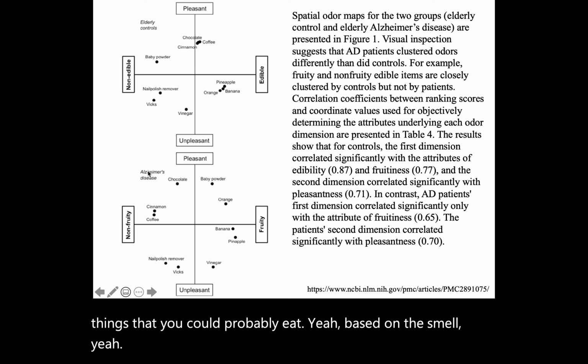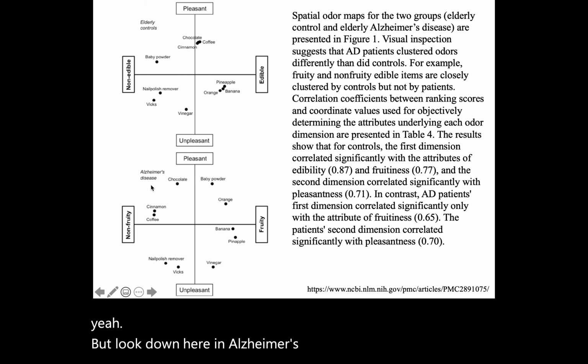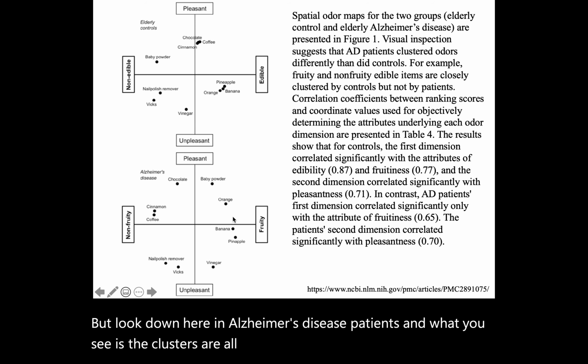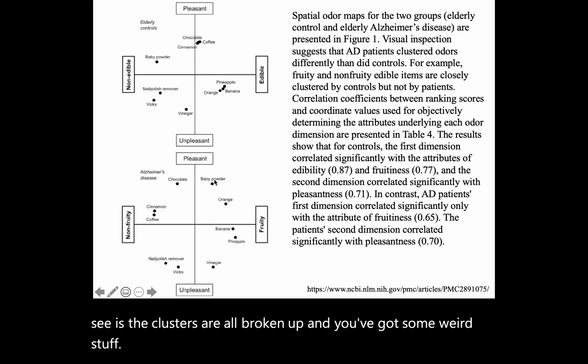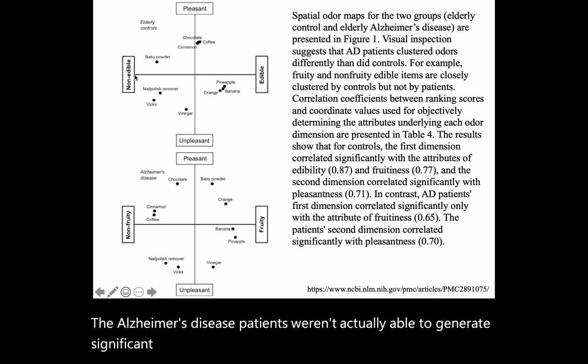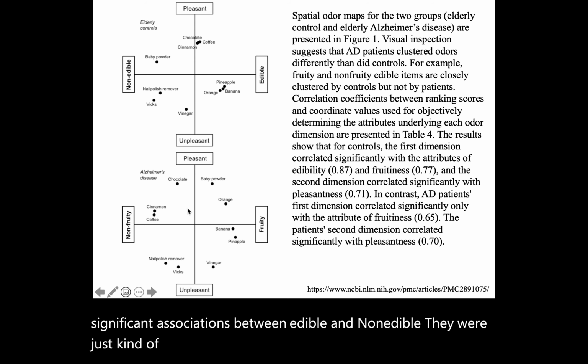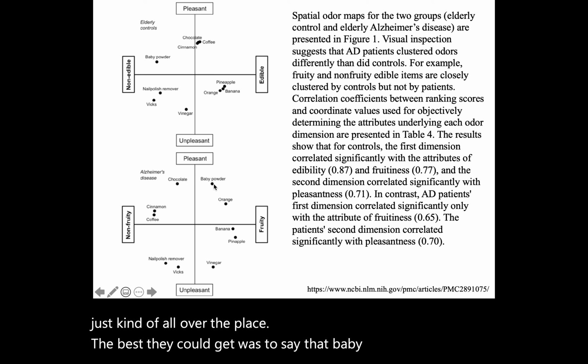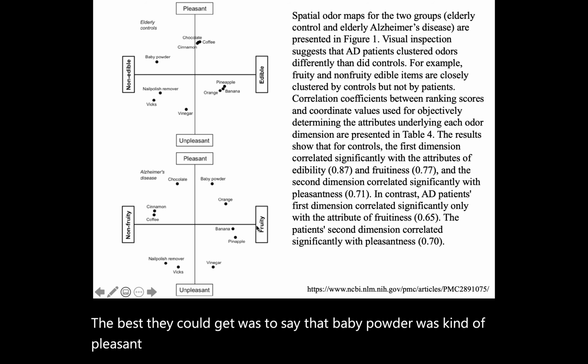But look down here in Alzheimer's disease patients, and what you see is the clusters are all broken up, and you've got some weird stuff. So the Alzheimer's disease patients weren't actually able to generate significant associations between edible and non-edible. They were just kind of all over the place. The best they could get was to say that baby powder was kind of pleasant and fruity, but they may not have been able to pinpoint exactly what it was.